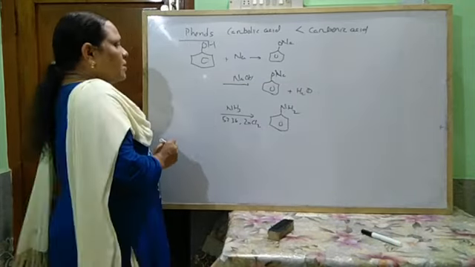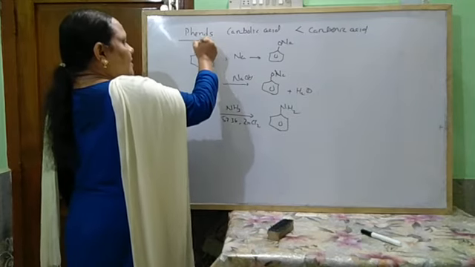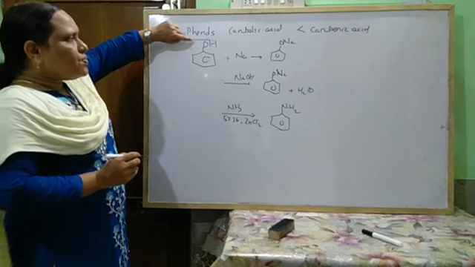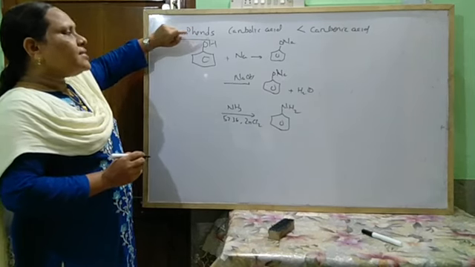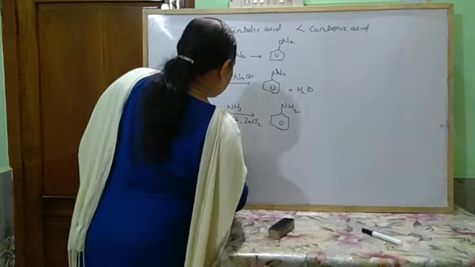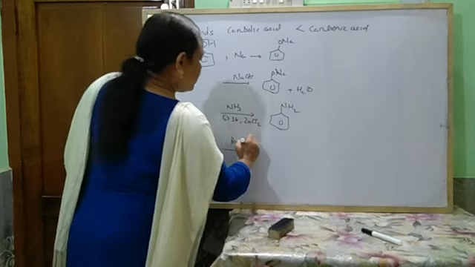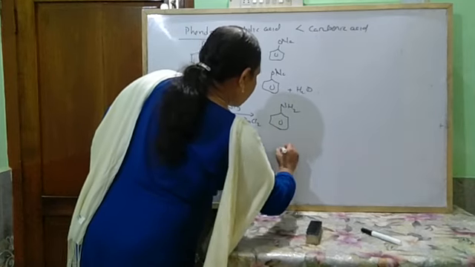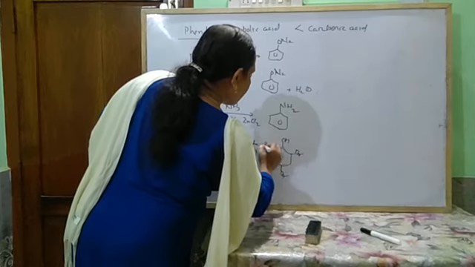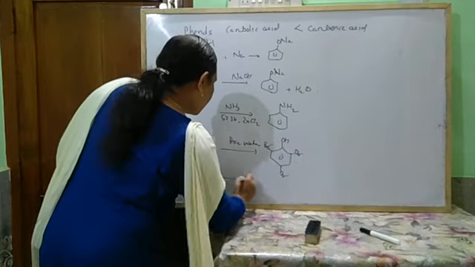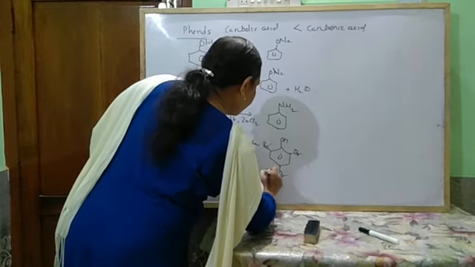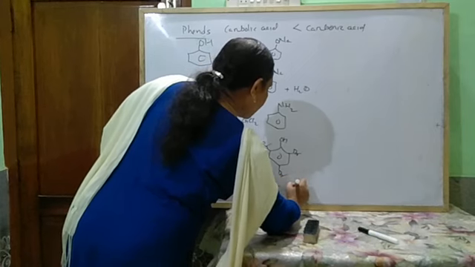Due to the presence of the lone pair of electrons on the OH group, phenol generally undergoes electrophilic substitution reaction. When it reacts with bromine water, it forms 2,4,6-tribromophenol, which is a white precipitate. But when treated with bromine in presence of carbon disulfide, it forms a mixture of ortho-bromophenol and para-bromophenol.